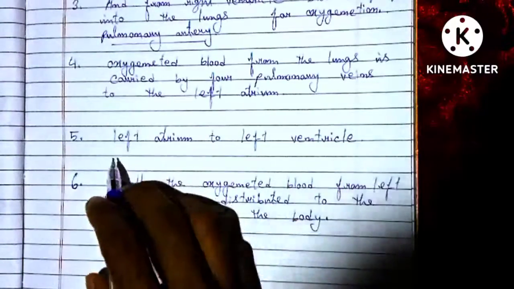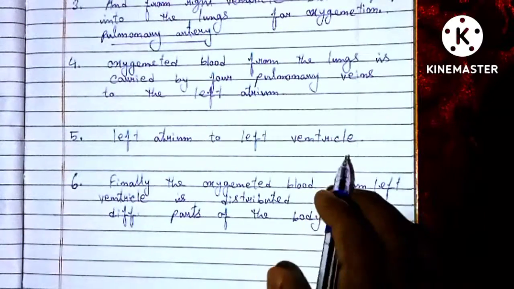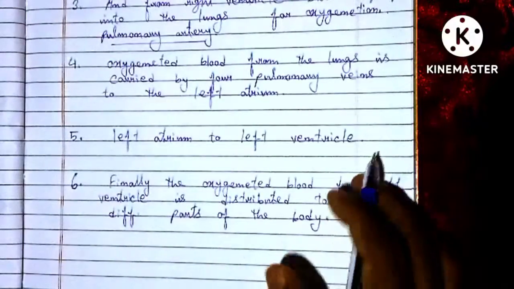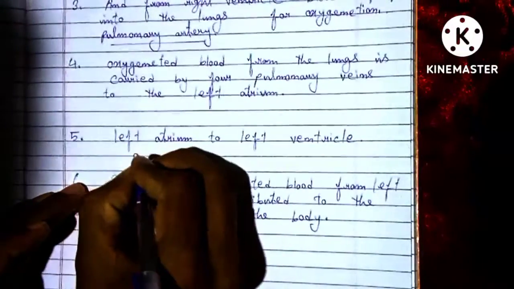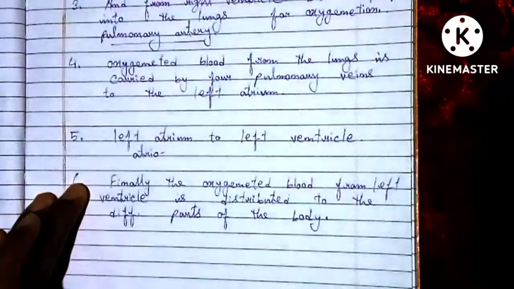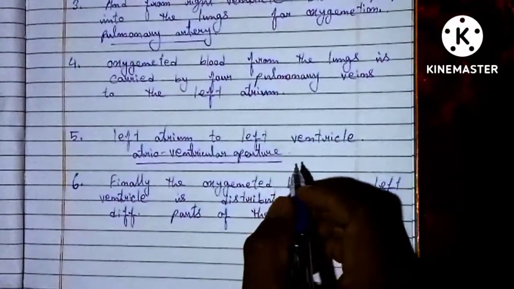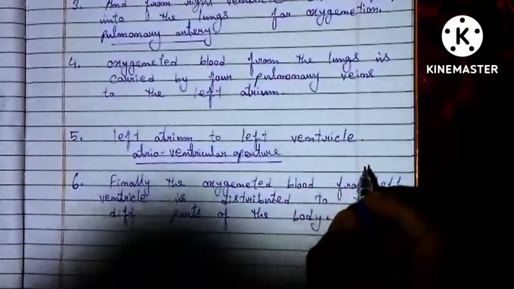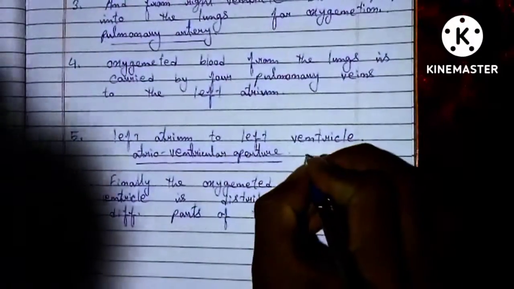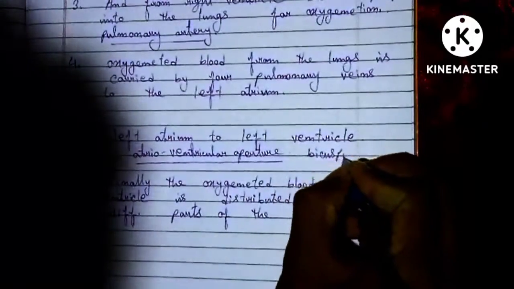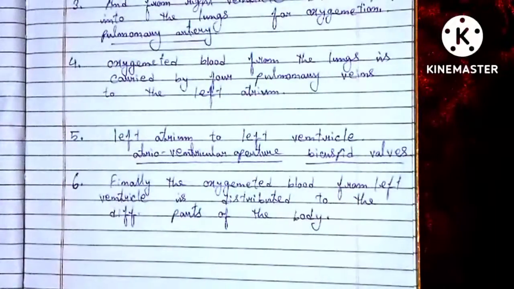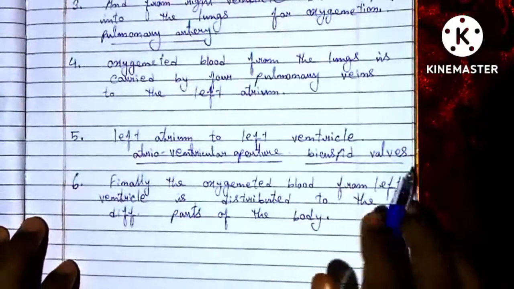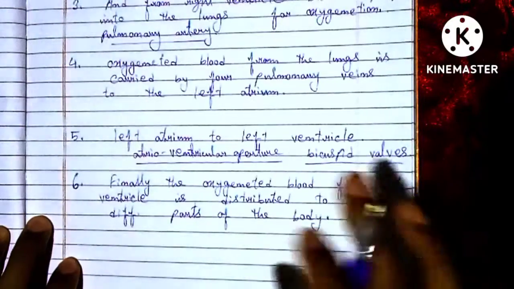Now point number 5 is left atrium to left ventricle. From the left atrium it is passed into the left ventricle through the atrioventricular aperture, and this is guarded by bicuspid valves. So now the oxygenated blood is received in the left ventricle.